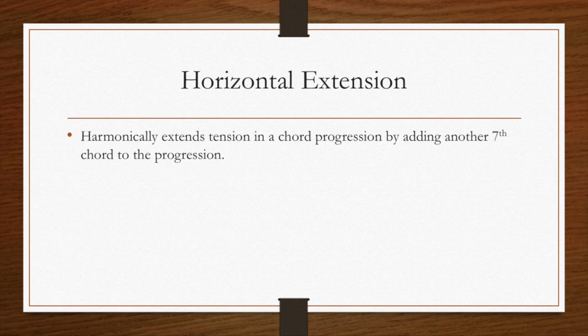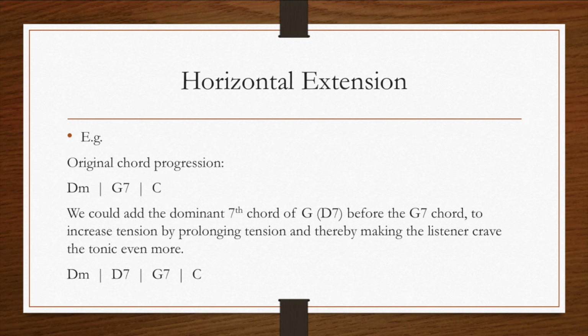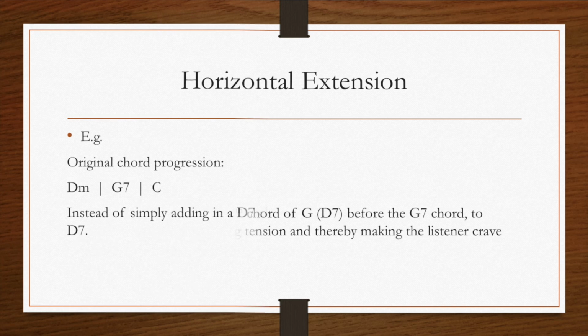Horizontal extension is where we can harmonically extend the tension within a chord progression by adding another tritone substitute dominant 7th chord to the progression. With the chord progression D minor, G7, and C, this could look like adding the dominant chord of G, which would be D7, before the G7 chord to increase the tension. D minor, D7, G7, and then C.